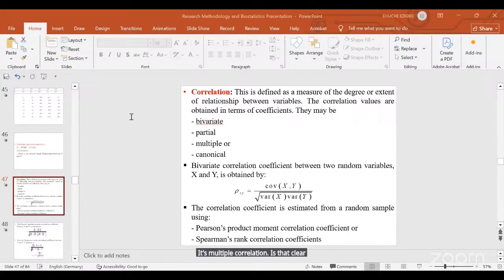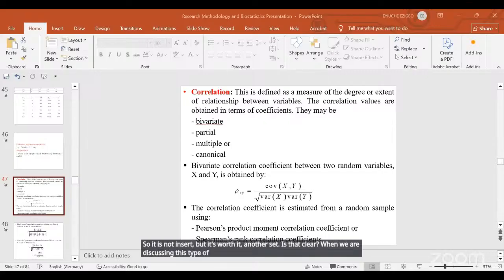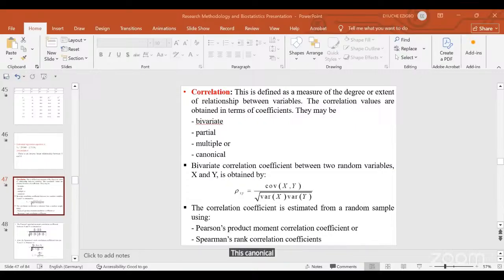Then the last type of correlation is when we are discussing the degree of relationship between one set of variables and another set of variables. So it is now a set versus what? Another set. Is that clear? When we are discussing this type of correlation, we say that we are discussing canonical correlation. It's canonical correlation. I'm sure it's understood.